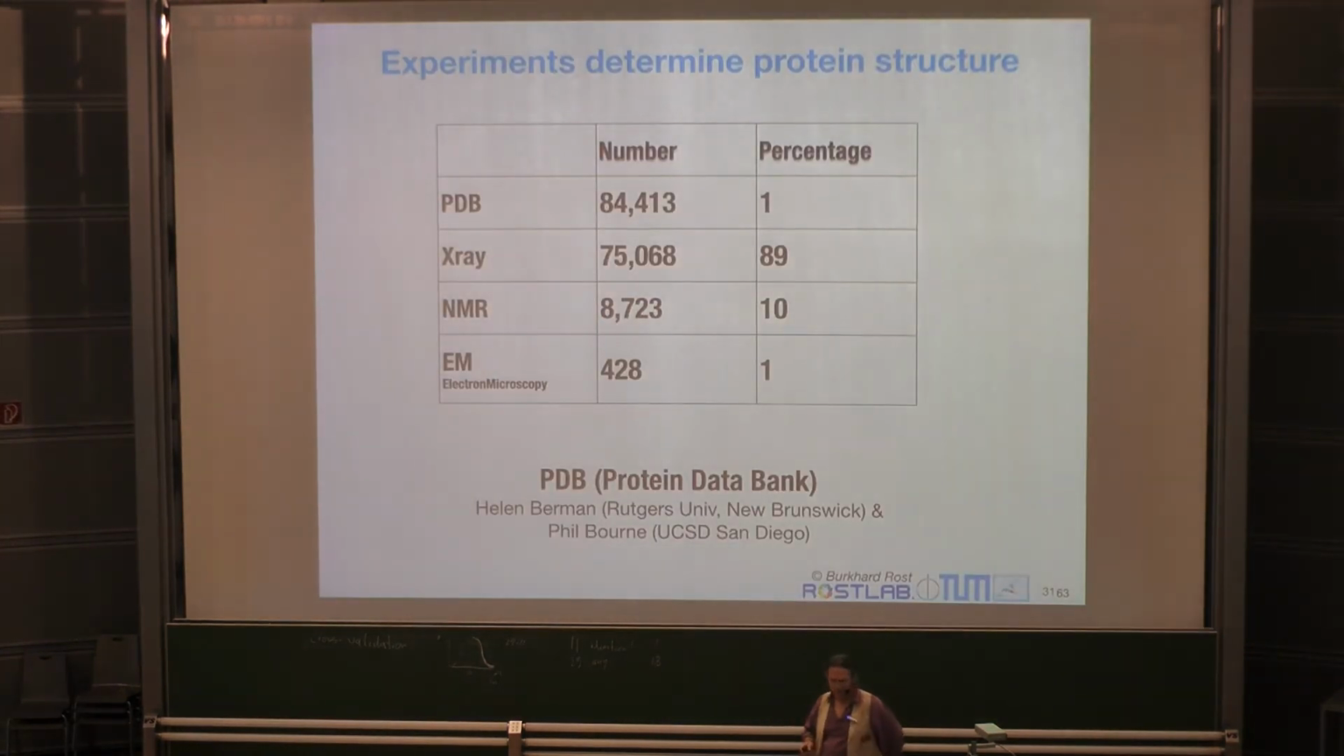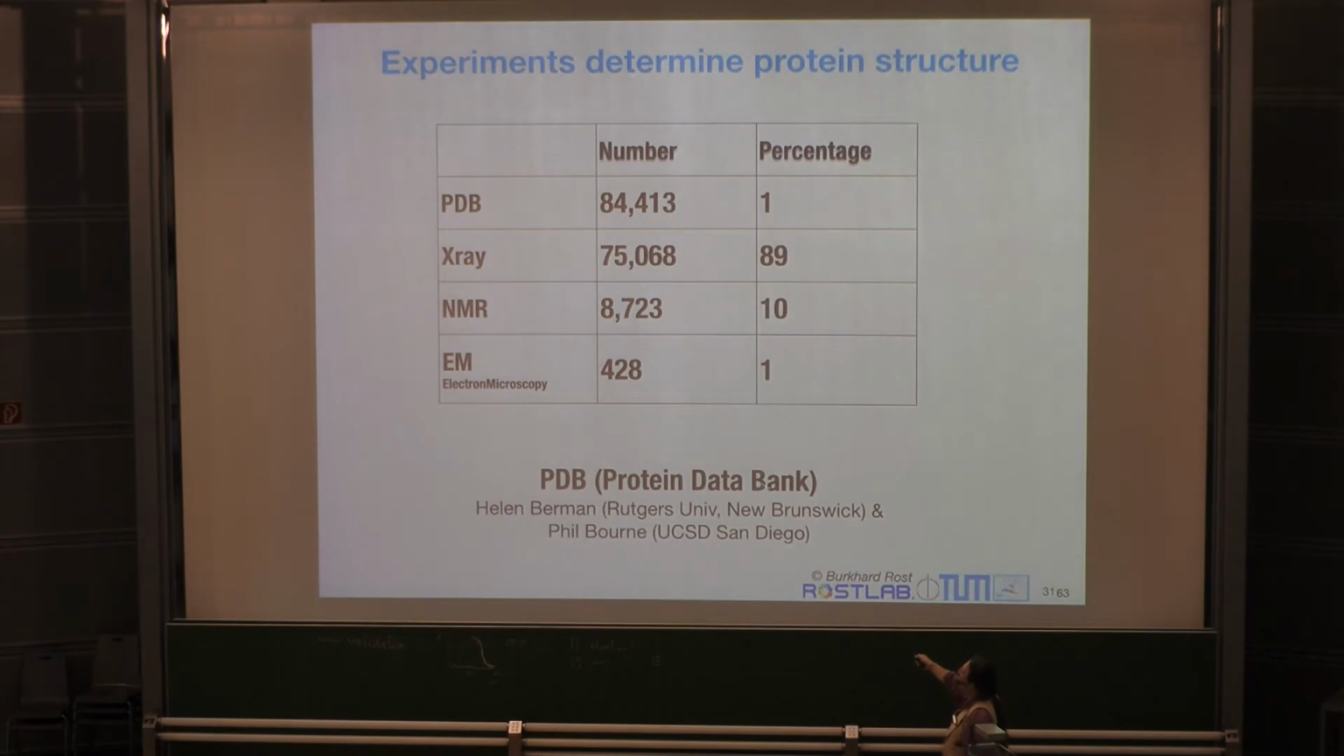Currently, or this number is slightly outdated, but roughly, the Protein Data Bank collects 3D coordinates of proteins. The date is missing here. This must be 2013. Today it is over 100,000, the total number here. Then it was 84,000, and that was about 1% of all the proteins. So for 1% of all the proteins, we know the three-dimensional structure, and today the number is smaller because the number of sequences grows much faster than the number of structures.